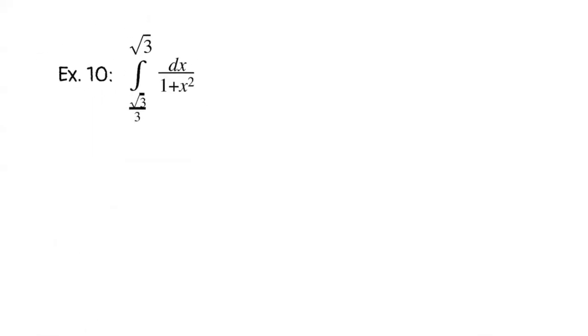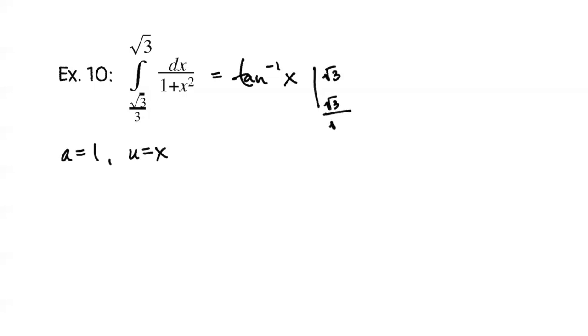So in looking at this question, we can see that we're going to end up with an inverse tangent. And in fact, we're only going to have inverse tangent of x, all right? Because in this case, A is 1 and U is x. And so there's not a lot to do other than follow the formula. So we get our inverse tangent of x. But we have to plug in root 3. And then separately, we have to plug in root 3 over 3.